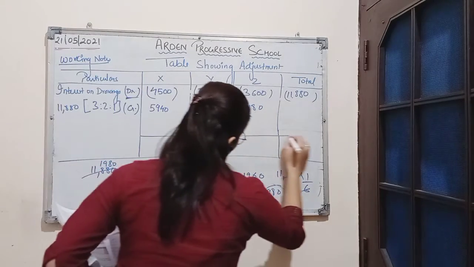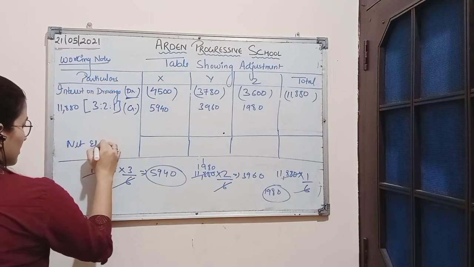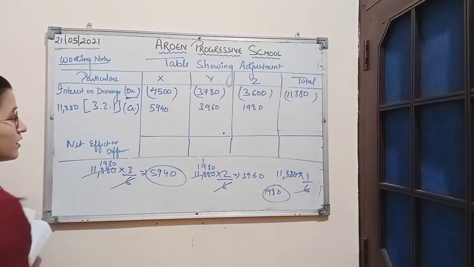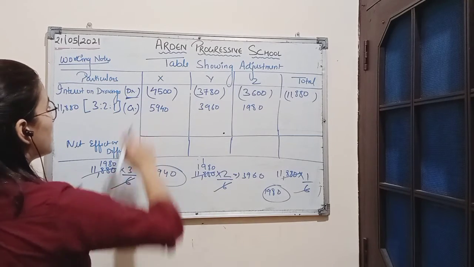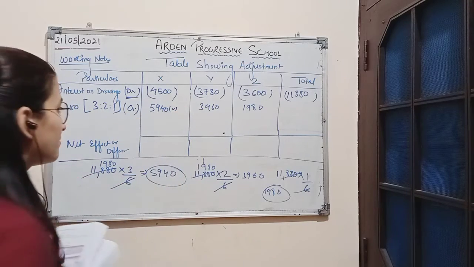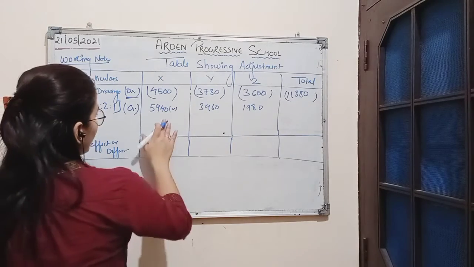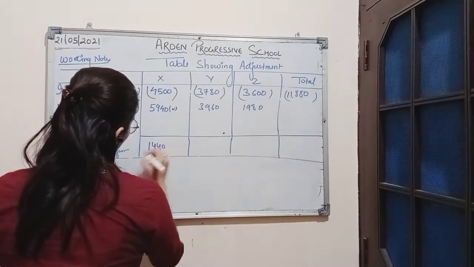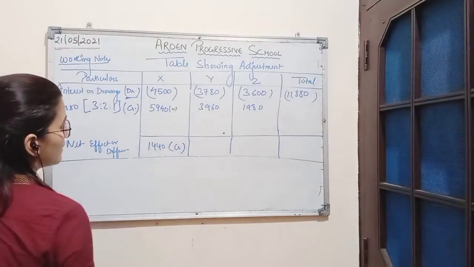So now we will see what is the net effect or the difference. Here the net effect or difference will be, now we have positive value of 5940 and negative value of 4500. So we have greater value of positive figure. That means the answer will be in positive value only. So the excess of credit value over debit value is rupees 1440. As it is a positive value, it is credited.